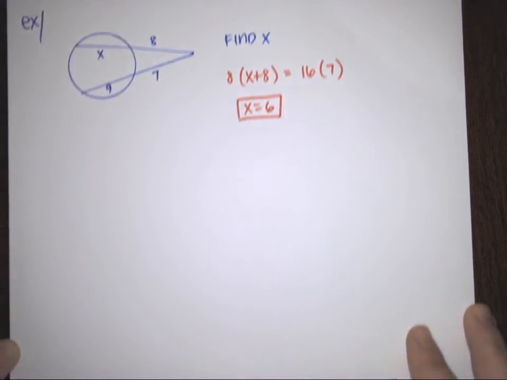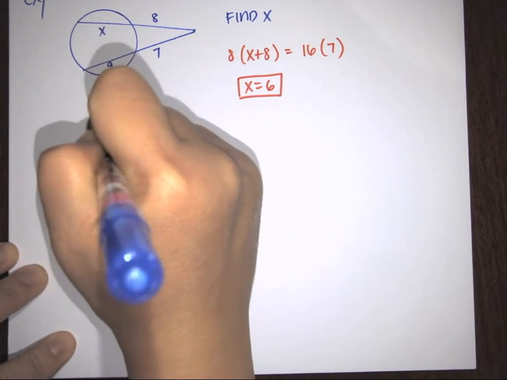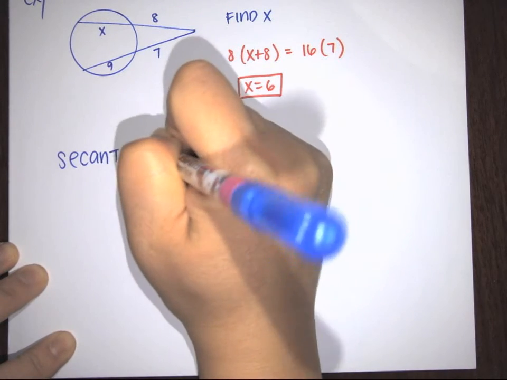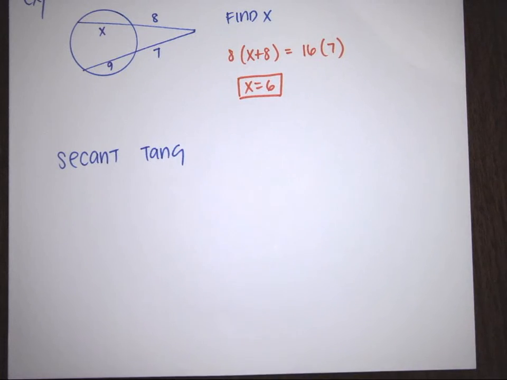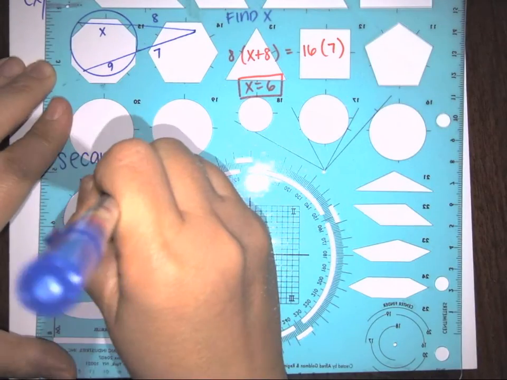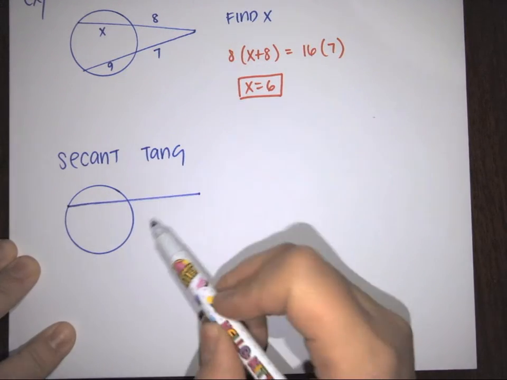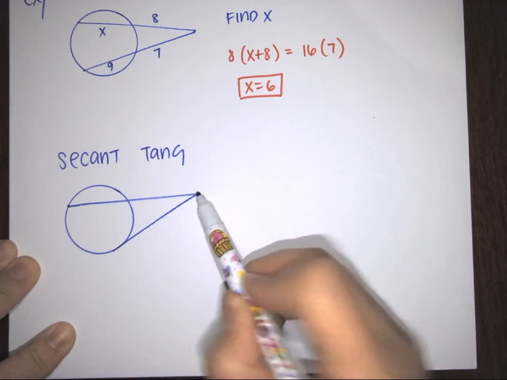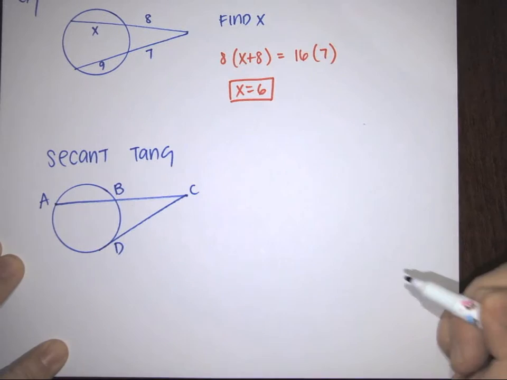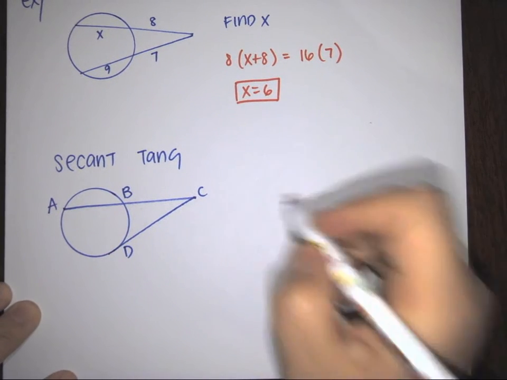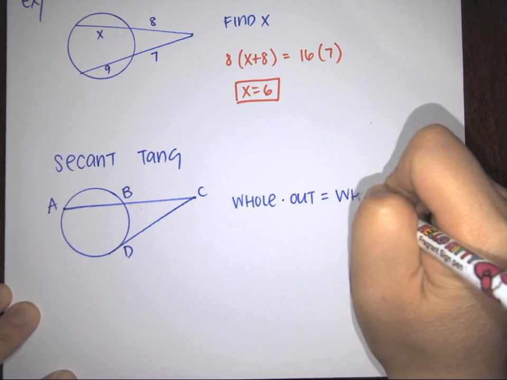The last power theorem is called the secant tangent. Secant tangent product. So we have a circle. A secant, again, hits the circle twice. A tangent intersects the circle once. So we'll label this A, B, C, D. And same thing, actually, whole times outside equals whole times outside.